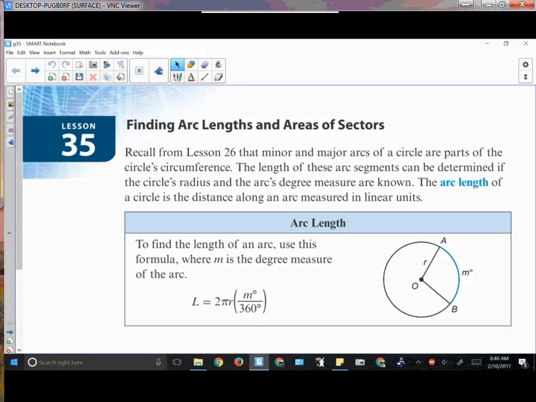Alright, we're going to take a look at a little bit more circles, finding arc lengths and areas of sectors. We were taking a look at degree measures a while back, so now we're just going to extend it out a little bit. But I want you to make sure that you have down what's in that box. Have the picture and the formula. So I'll give you a few moments to get that down.